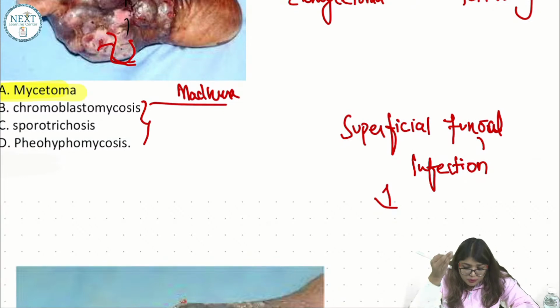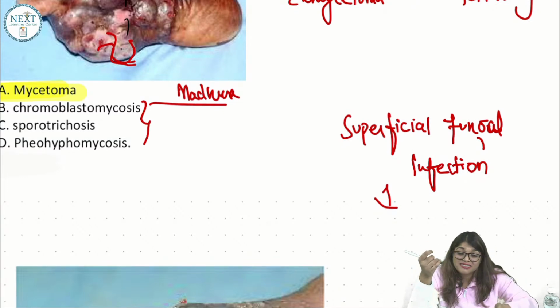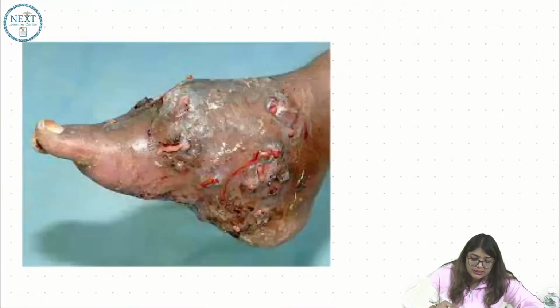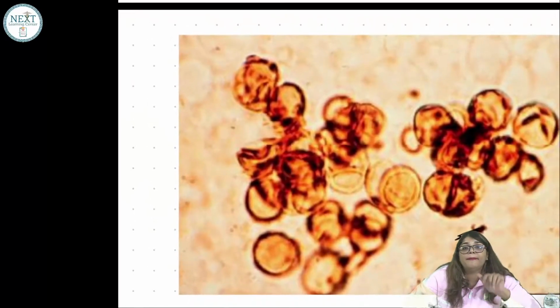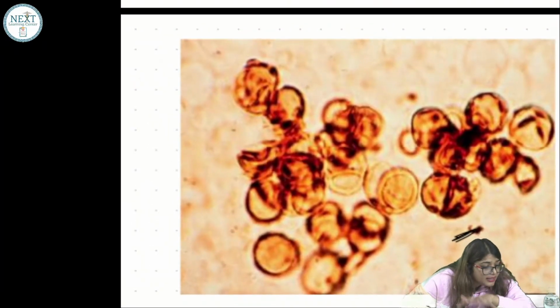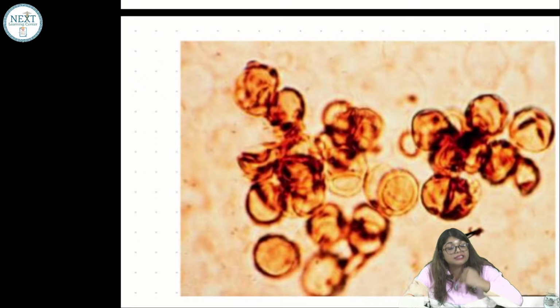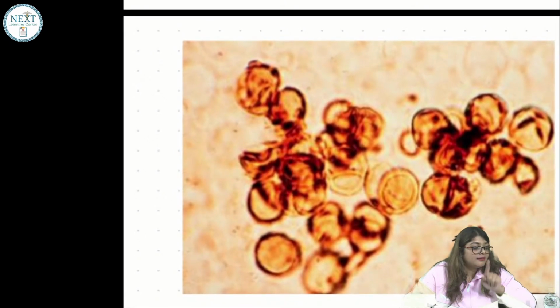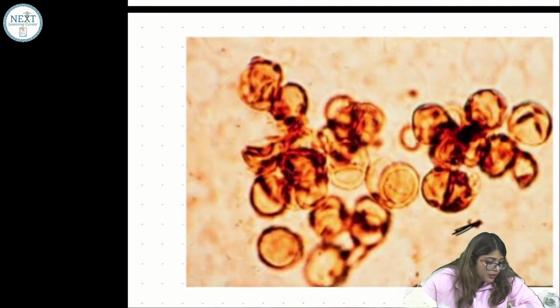Sporothrix, chromoblastomycosis, as well as Madura foot are all deep fungal infections, right? And what do you see? Yes, very good. You see copper penny bodies. Now, what is the other name of copper penny bodies, which was asked in our exam in June 2022? Medullary sclerotic muriform. Very good, Alia.